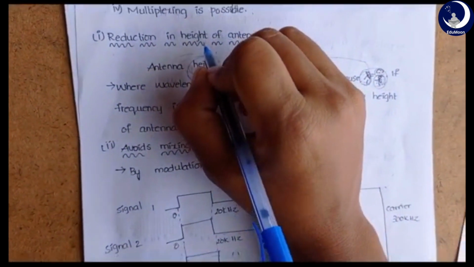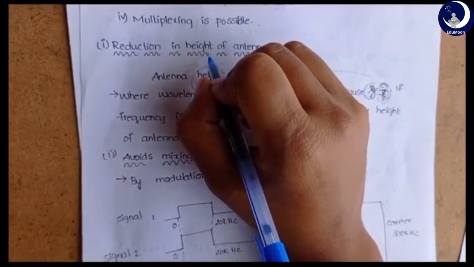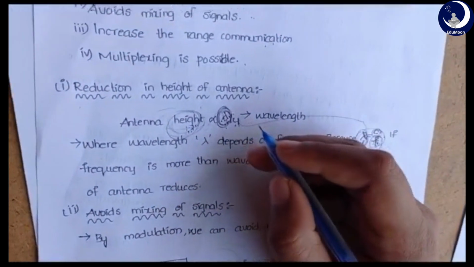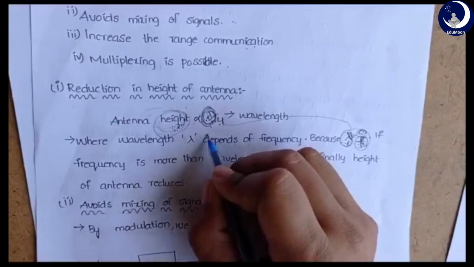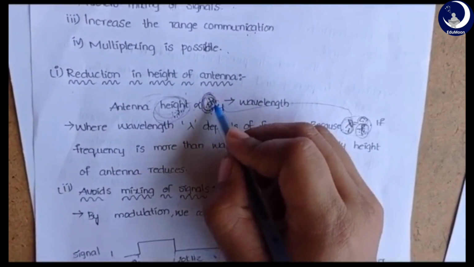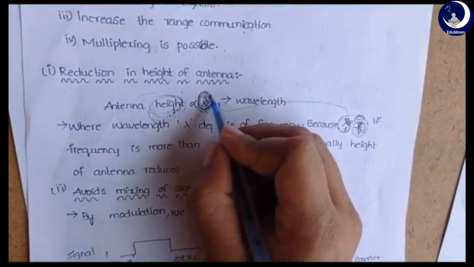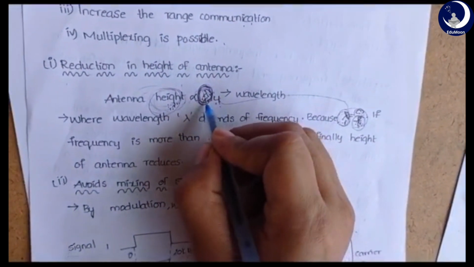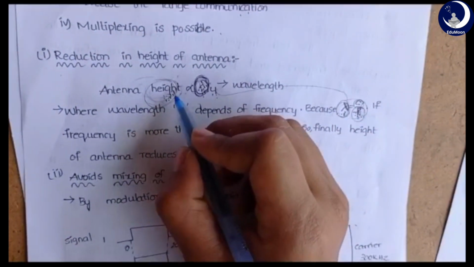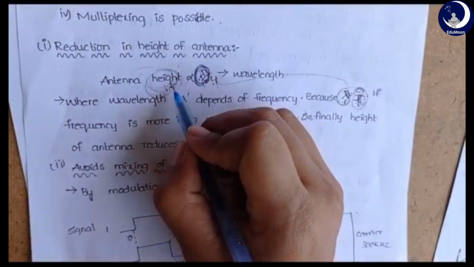In earlier days, we used to have large sized antennas, but these days we have medium sized antennas. How is this possible? Let's see. Generally, antenna's height is directly proportional to lambda by 4, where lambda means the wavelength of the signal we are transmitting. So if wavelength decreases, then automatically the height of the antenna decreases.